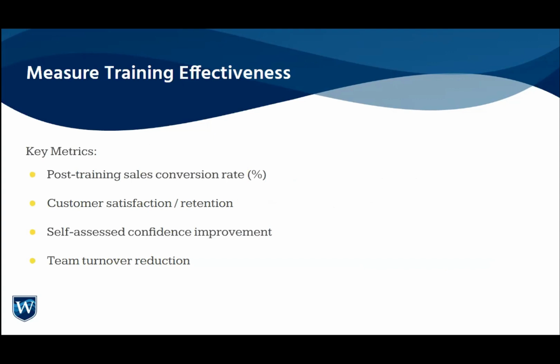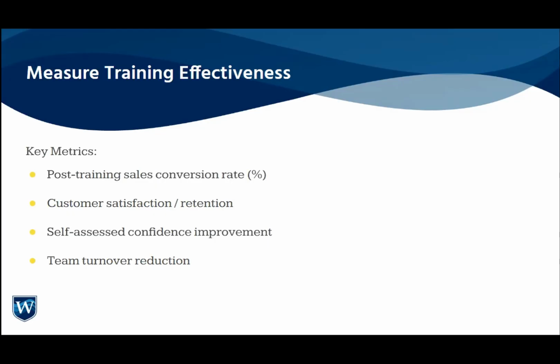So, measuring training effectiveness. Casemore makes it clear that training isn't valuable unless it produces measurable outcomes. He writes, training should move the needle on connection, conversion, and close rates, not just increase knowledge. Measuring effectiveness involves both quantitative and qualitative approaches. Quantitatively, companies should track key performance indicators such as sales conversion rates before and after training, customer satisfaction scores, as well as average revenue per salesperson and turnover rates within the sales team.